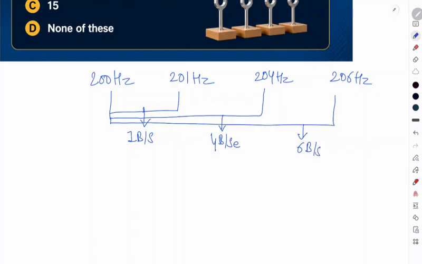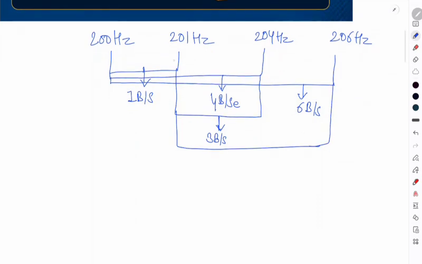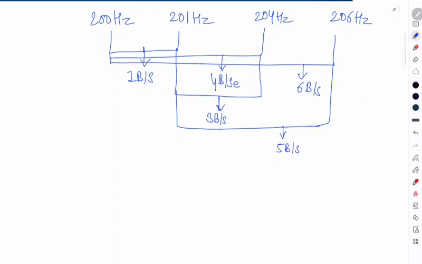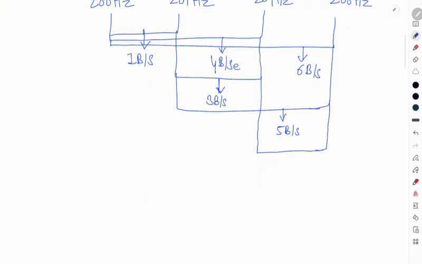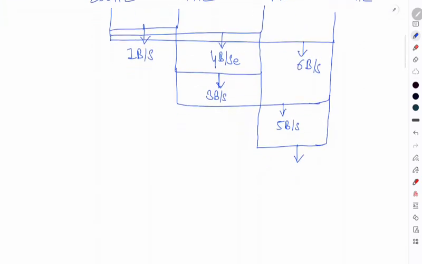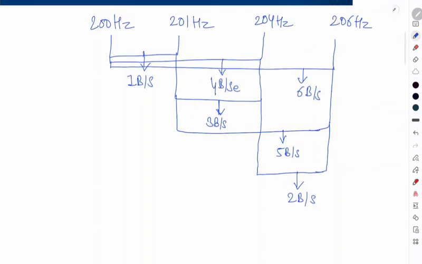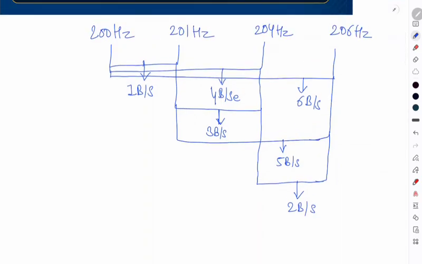Now, if we sound 201 with 204, then we will get 3 beats per second. If we sound 201 with 206, then we will get 5 beats per second. And if we sound 204 with 206 Hz, then there will be 2 beats per second. So here we have beat frequencies of 1, 2, 3, 4, 5 and 6 beats per second.